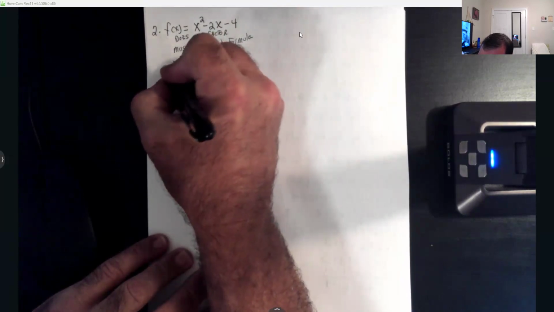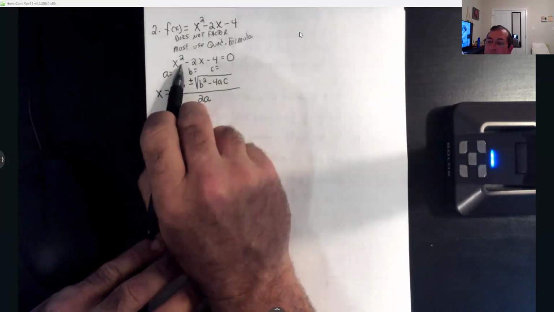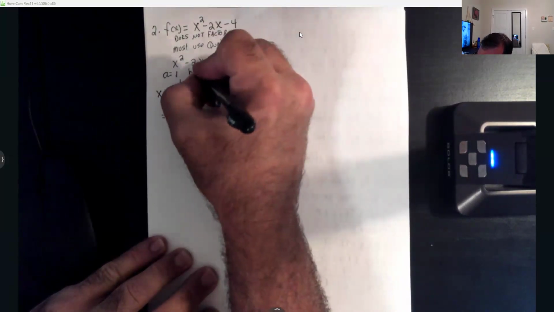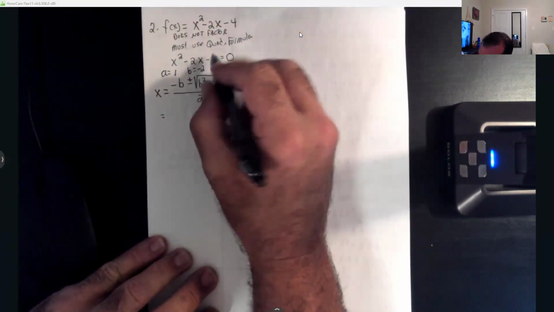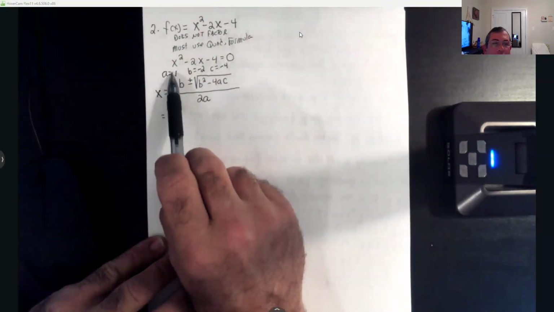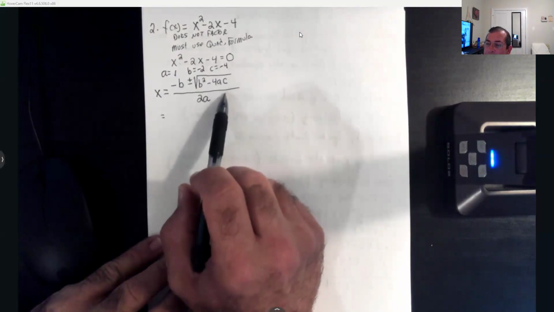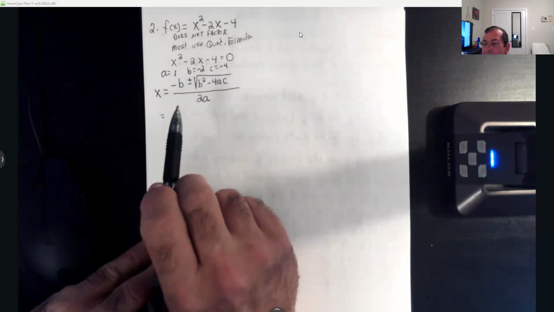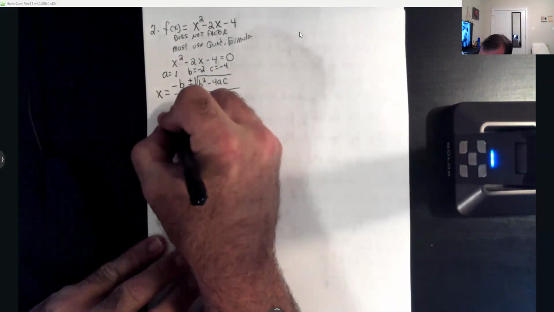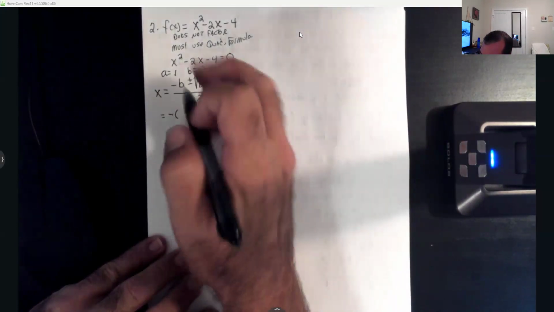Well, y'all, a, b, and c are the numbers in front of these terms here. So that's a 1x squared, so a is 1. That's a negative 2x, so b is negative 2. And then c is the negative 4. So all your numbers are coming from your quadratic equation here. Now we're going to plug them in. Now y'all listen. You got a negative here in front of the b, so bring down that negative. And then you're going to put your b in parentheses because it's a negative 2.